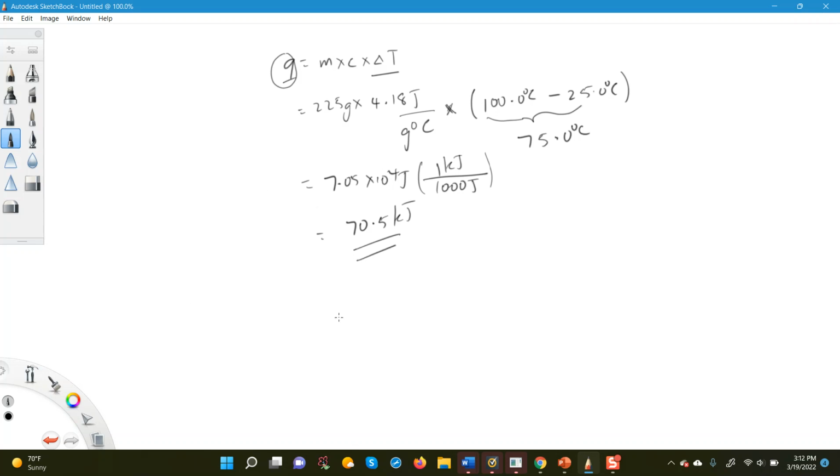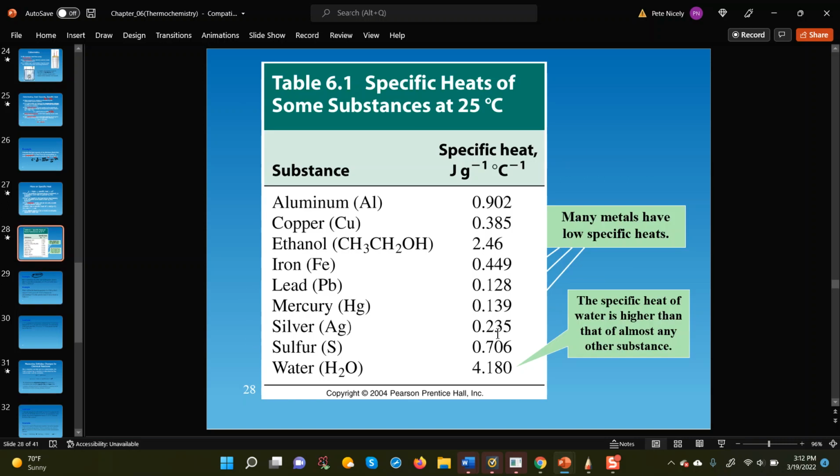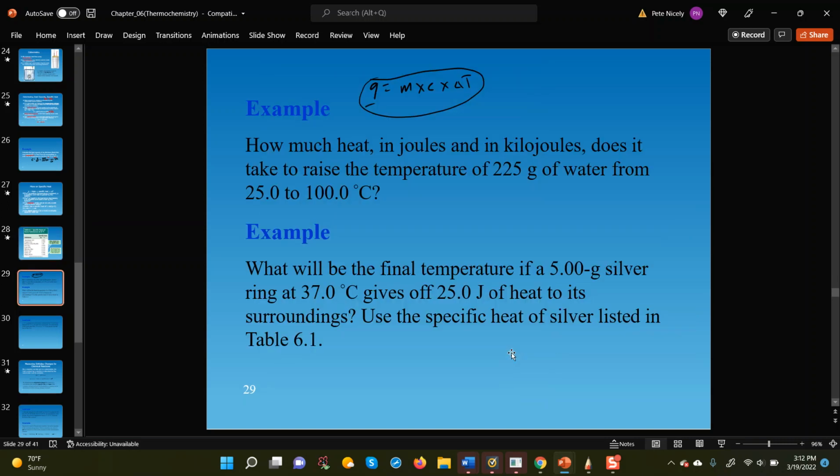All right. Okay, now the next question, going back to the PowerPoint here, says what will be the final temperature if a 5.00 gram silver ring at 37.0 degrees Celsius gives off 25.0 joules of heat to its surroundings. And it says use the specific heat of silver listed in table 6.1. So if you go back to the table here, for silver, the specific heat is 0.235. So let me just make a note of that here.